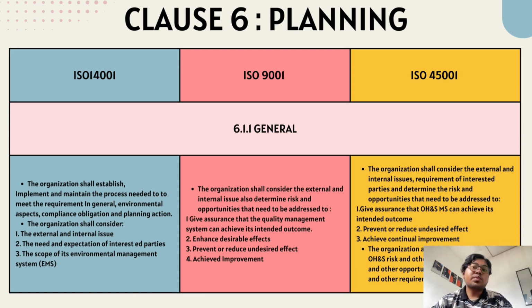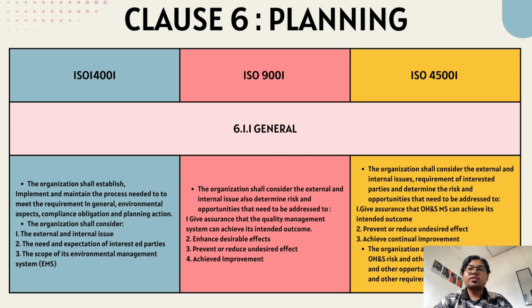In ISO 9001, it's about the organization should consider the external and internal issues, and also determine risks and opportunities that need to be addressed to: first, give assurance that the quality management system can achieve its intended outcome. Second, enhance desirable effects. Third, prevent or reduce undesired effects. And fourth, achieve improvement.